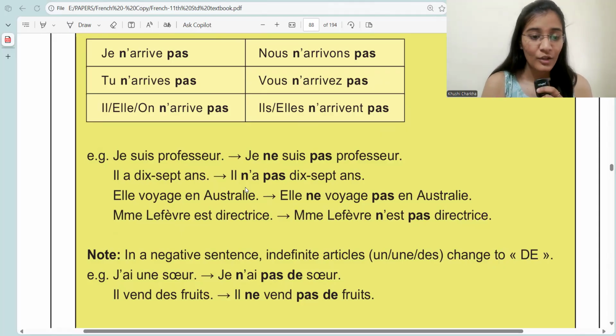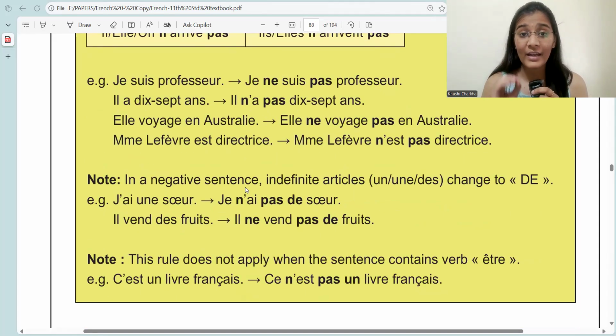Now moving on. Note, in a negative sentence, very, very, very important. This will either make your marks or break your marks. In a negative sentence, indefinite articles change to de. Be very clear. In a negative sentence, which are the indefinite articles? Un, une, des, they will change to de. In a positive sentence, if there was un, une, des, then while making it negative, that un, une, des will be replaced by de.